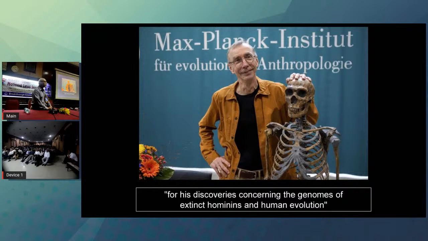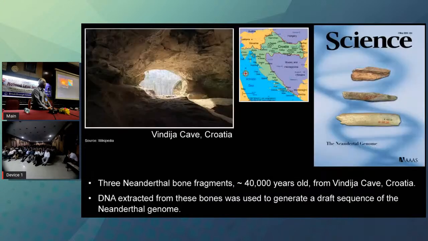But because of various other reasons, it wasn't easy to isolate DNA and sequence it from these archaic humans. The first one that he was successful in sequencing came from this cave in Croatia, near the Adriatic, and this is called the Vindija cave. This particular cave provided a fossil specimen that he was able to isolate DNA from, and these are the bone fragments. It was published in Science, on the cover of Science. The bone fragments were about 40,000 years old.